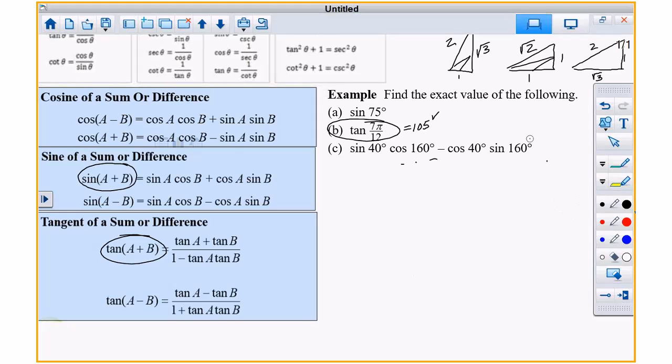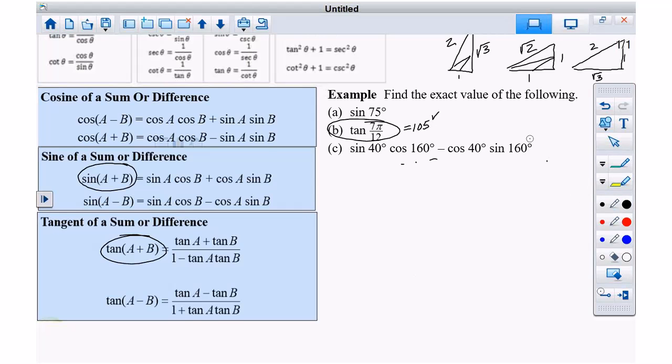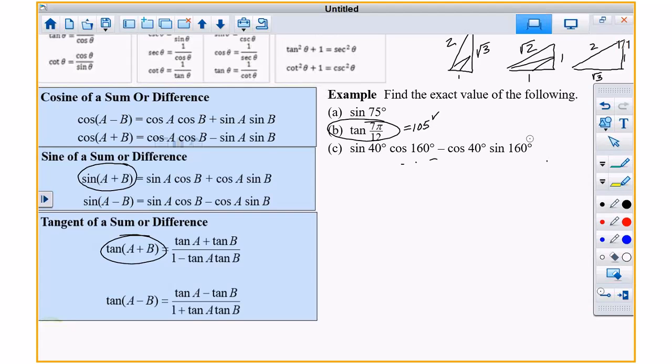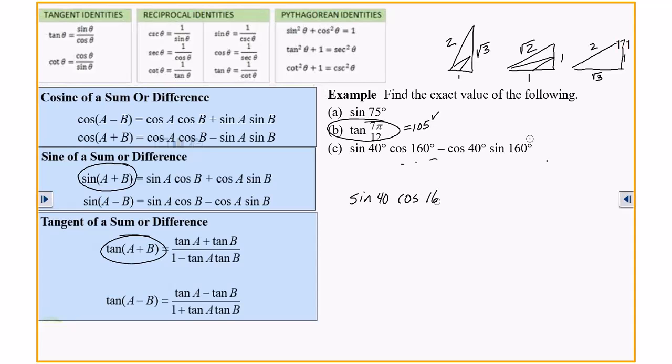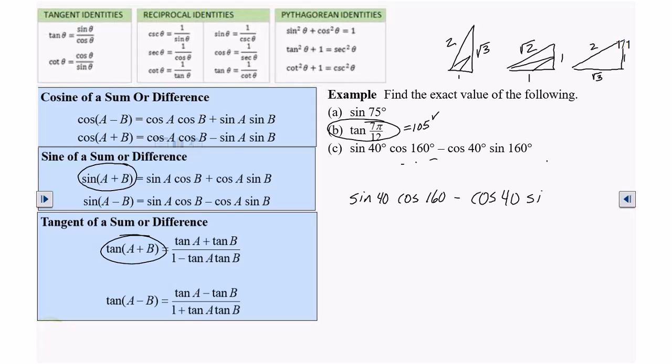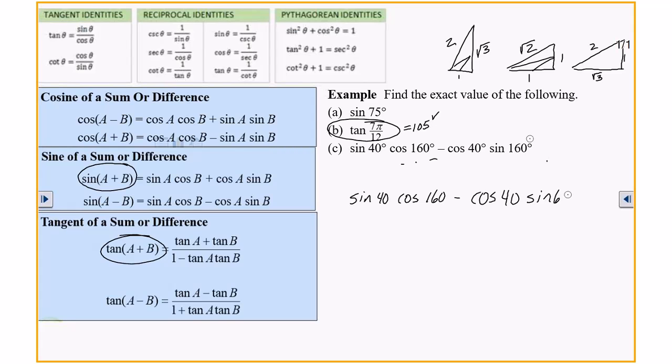All right, now, this one is going backwards. Which one is mine? Sine, cosine, cosine, sine. So we're going to do sine of AB. So sine of 40 cosine of 160 minus cosine of 40 times the sine of 160 is equal to the sine of what?